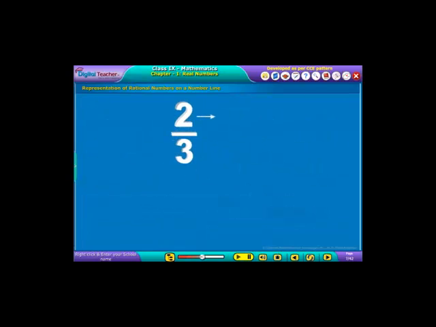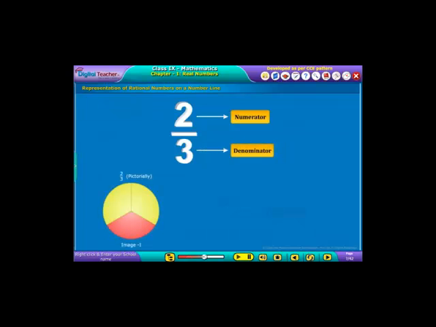In the given fraction 2 is the numerator and 3 is the denominator. From image 1, let's see the pictorial representation of 2 by 3. It means that from 3 equal parts, 2 parts are taken out as shown in the below image. Representation of 2 by 3 on a number line is as shown in image 2. Let us represent 2 by 3 on a number line.